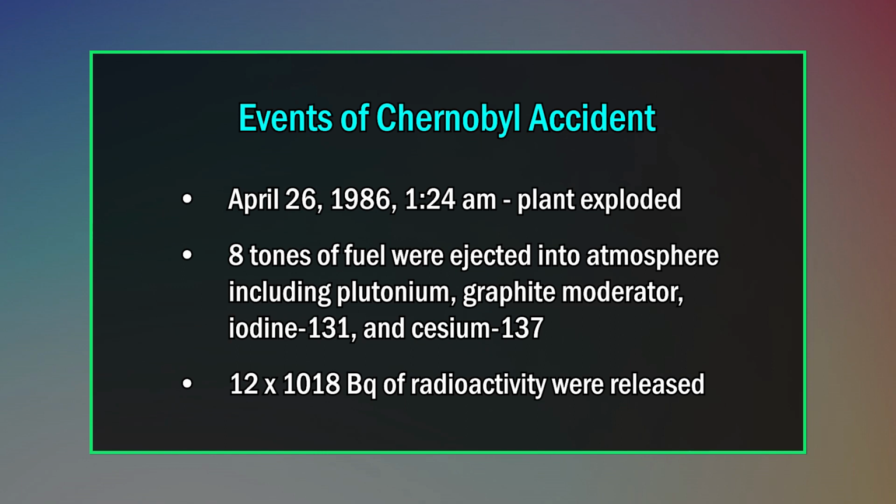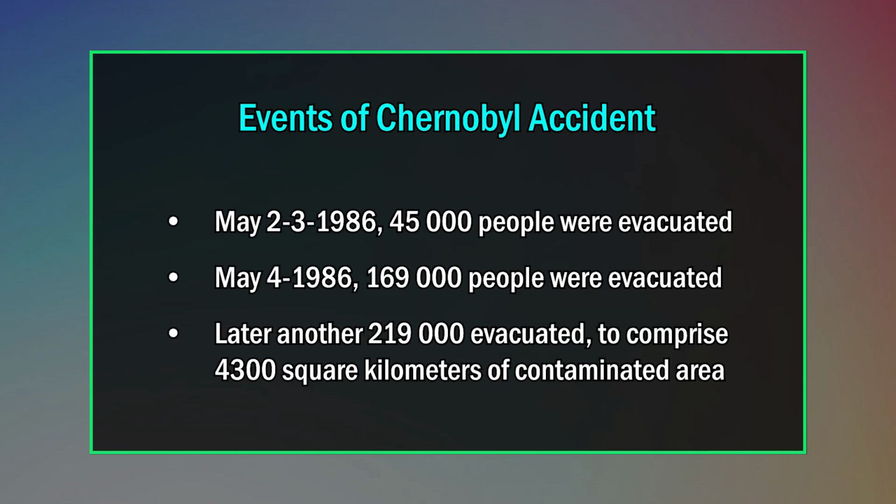Now, let's talk about the events of the Chernobyl accident. April 26, 1986, and the time was 1:24 a.m. The plant exploded. 8 tons of fuel were ejected into the atmosphere, including plutonium, graphite moderator, iodine-131, and cesium-137. 12 x 10^18 Bq of radioactivity were released. May 2nd and 3rd, 1986, 45,000 people were evacuated.